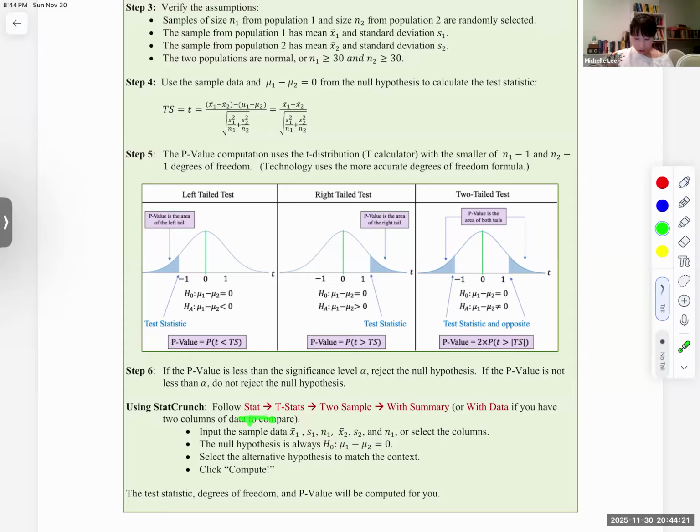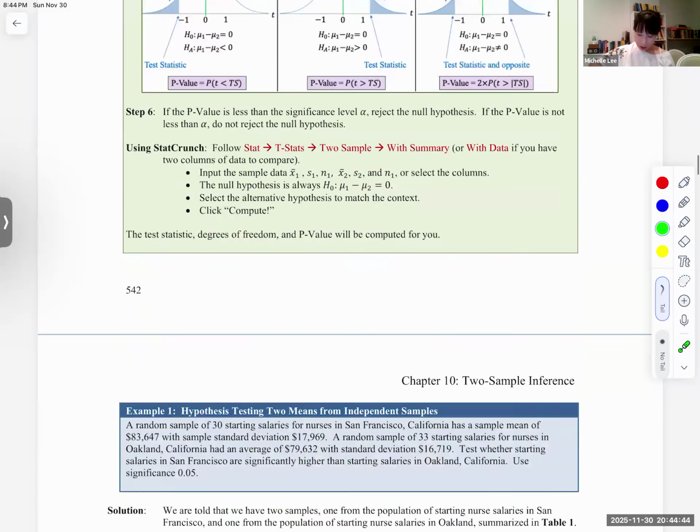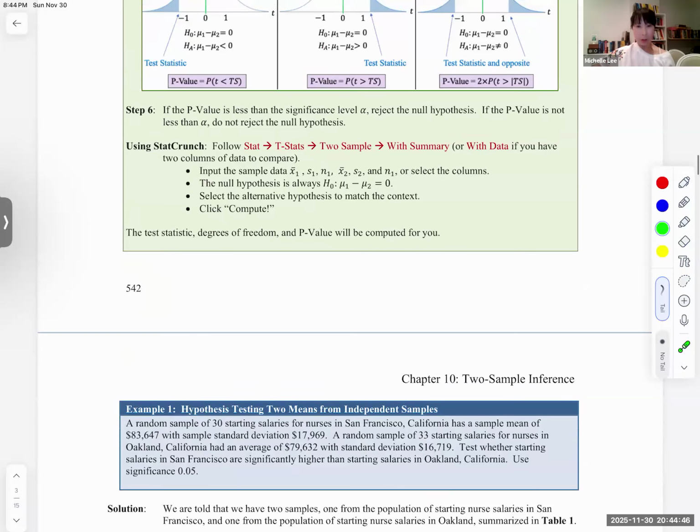But look, in this case, we are using independent samples, right? But then we have two samples, we are using it with this summary. If we have data, we are using data, right? Okay, input all the information they ask us, all right? Okay, now let's do this one. Let me arrange the notes.